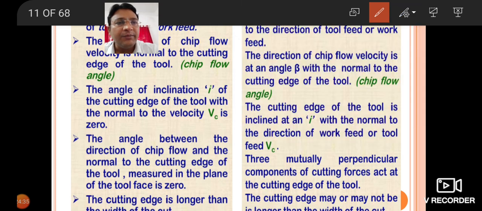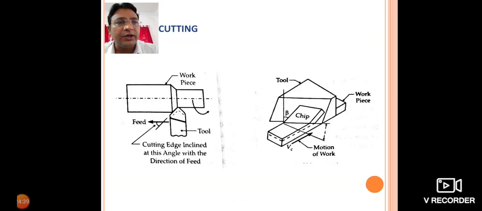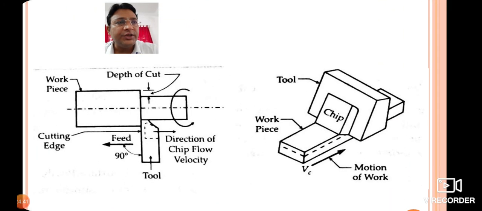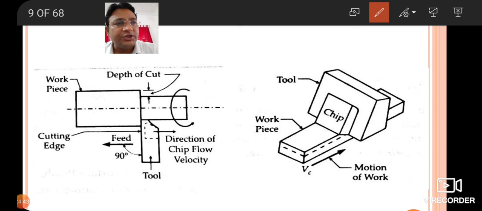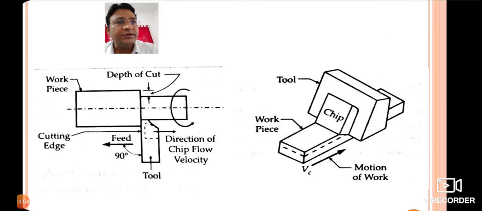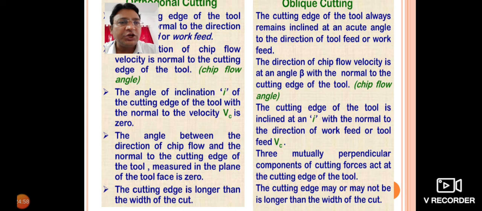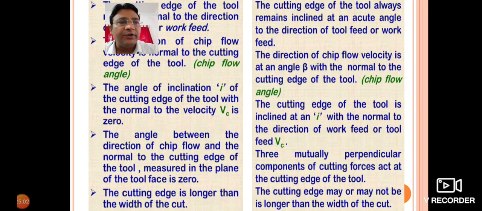Again, the angle between the direction of chip flow and the normal to the cutting edge of the tool. This is the direction of the chip flow, chips are flowing like this, and this is the normal to the cutting edge of the tool. Measured in the plane of the tool face, it is zero.